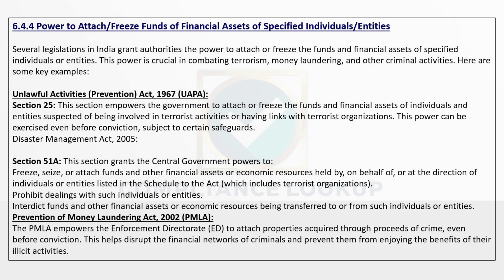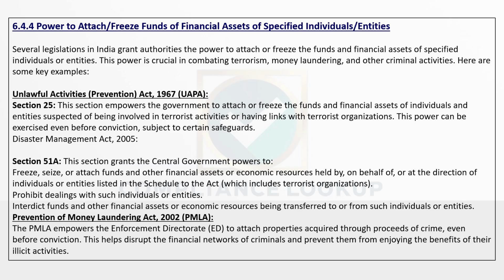Example: if someone is found to be involved in laundering money for terrorist activities, the ED can seize their property, such as real estate or luxury cars, and freeze their bank accounts. Even though the individual hasn't been convicted yet, the authorities can take these actions to stop the terrorist group from benefiting financially.